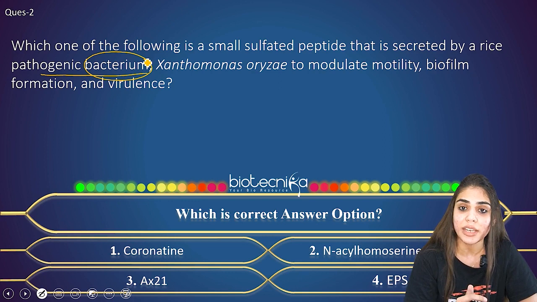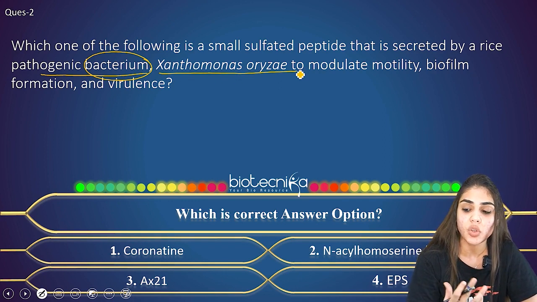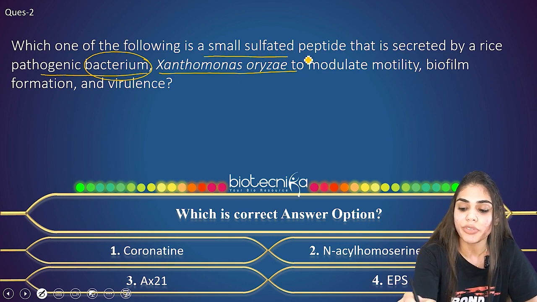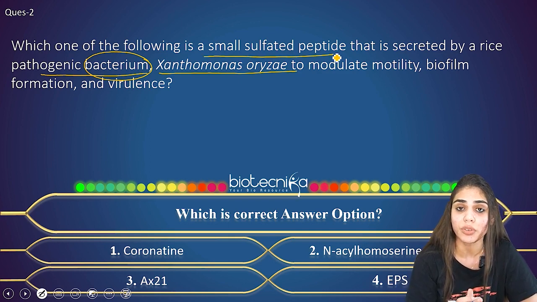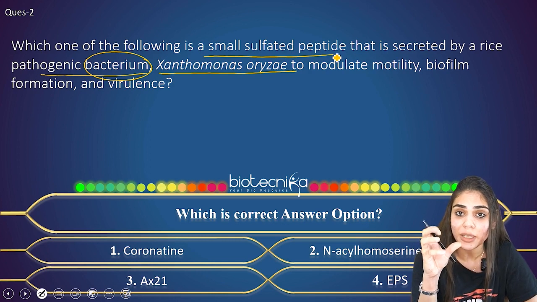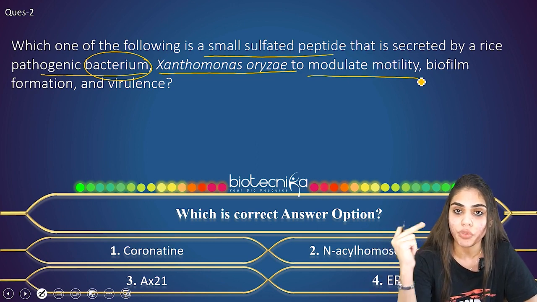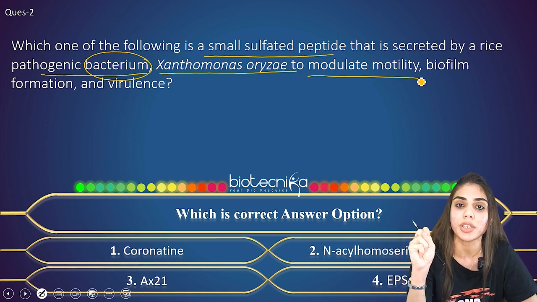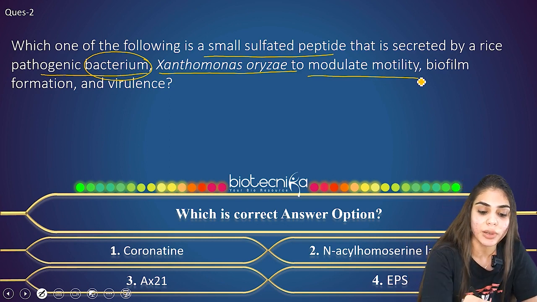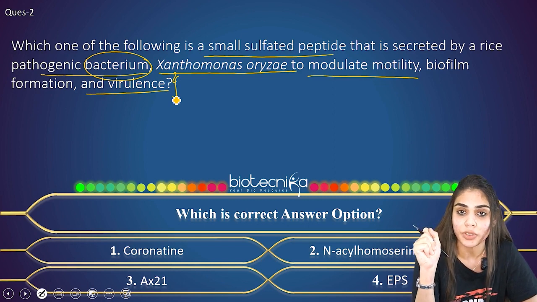So what kind of disease does it cause? It causes bacterial blight of rice, in grasses and also in sedges. It is a small sulfated peptide. So this is a direct question that was asked this time in immunology, or you can say in CSIR unit 4. But this protein that is secreted by this pathogenic bacterium has the ability to modulate its motility and also biofilm formation. And this biofilm formation is associated with virulence, and that enhances the virulent property of this bacterium.